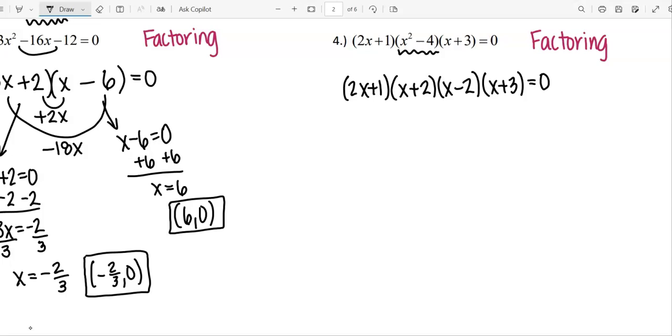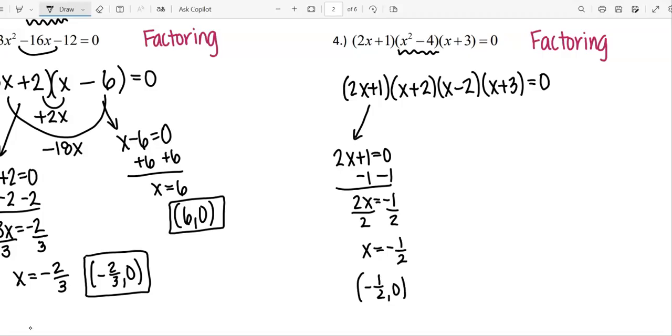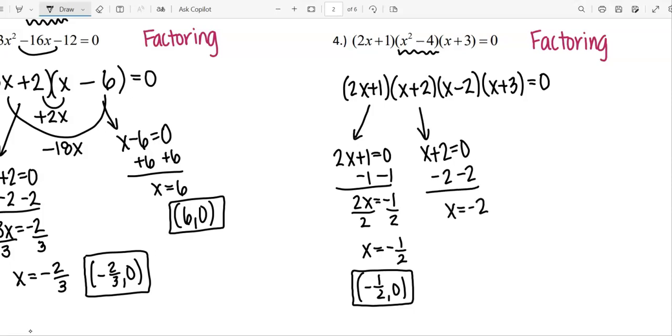I'm going to give you a second to do 0 product property. Here, if you multiply 2x with x squared and x, you'll get 2x to the 4th, which is where that degree comes in.